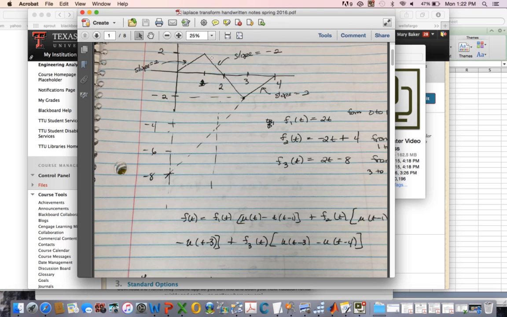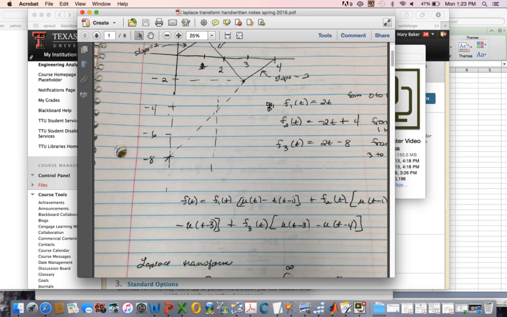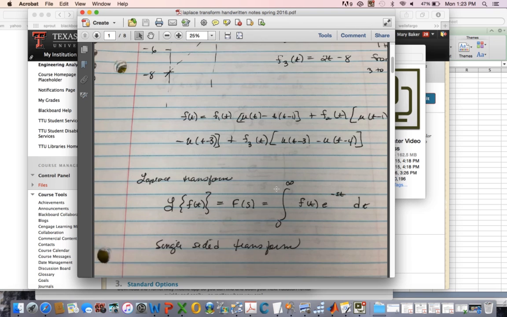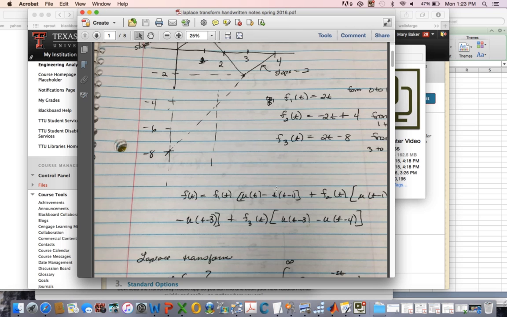And then we have the equation for this line that's valid from 1 to 3, and we window that with u of t minus 1 minus u of t minus 3. And then we have this equation that's valid from 3 to 4, and we window that with u of t minus 3 and u of t minus 4. So what you would do to obtain a complete expression is plug in f1, f2, f3 into each of these. So that's just an example of how to use a step function.